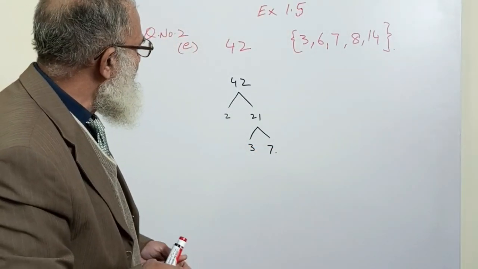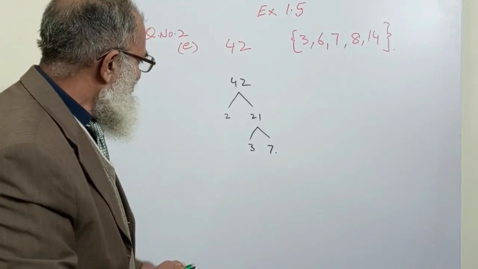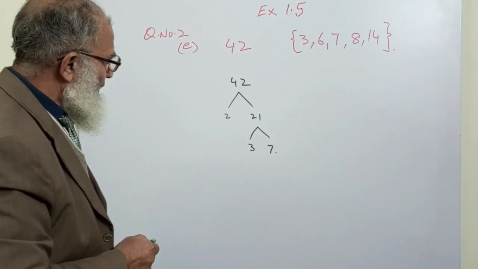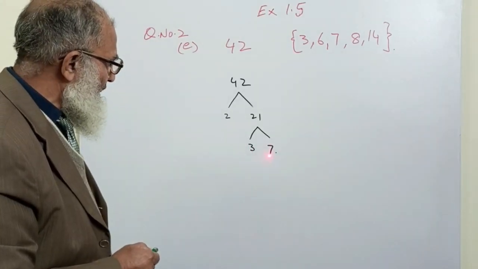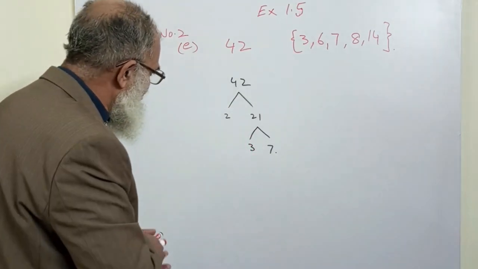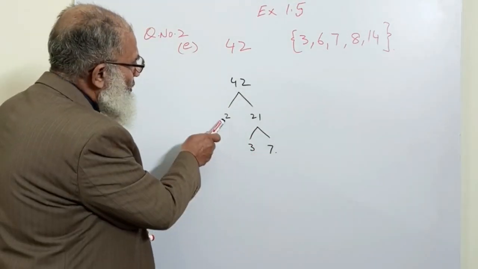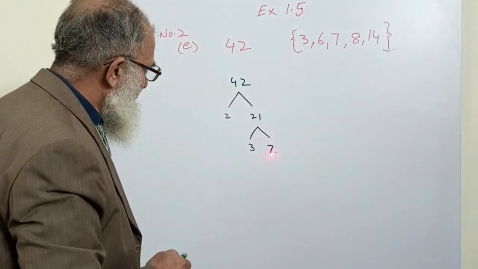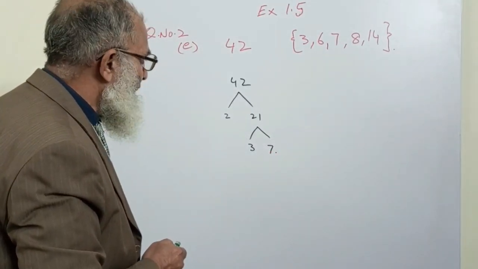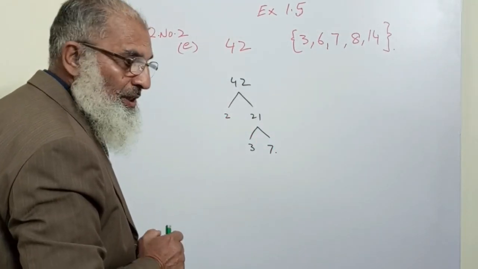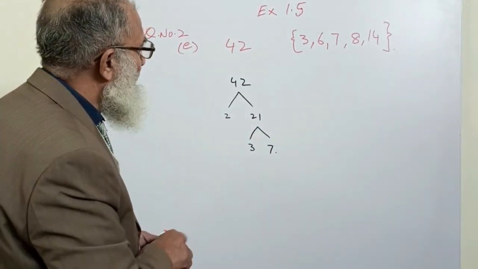So my dear students, from this branch of the tree, we have come to know that 3 is a factor, 7 is a factor, and 3 multiplied by 2 is also a factor. If I multiply this 3 with this 2, we get 6, and 7 is a factor, and 14 is also a factor because 7 multiplied by 2 is 14.